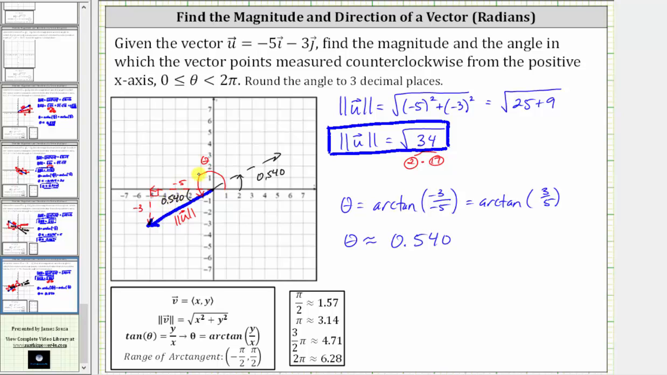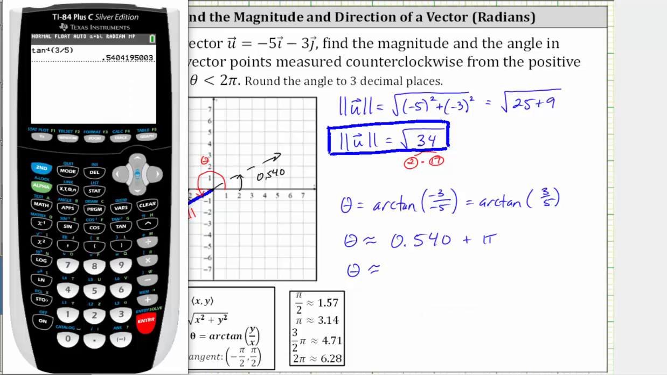0.540 radians. And therefore our angle theta is equal to pi radians plus 0.540 radians, which is the same as 0.540 plus pi radians. So going back to the calculator, instead of doing the entry here on the screen of 0.540 plus pi, if we add pi to the previous answer, we will have more accuracy. So I'm going to go ahead and press plus pi, enter. To 3 decimal places, we have 3.682 radians.